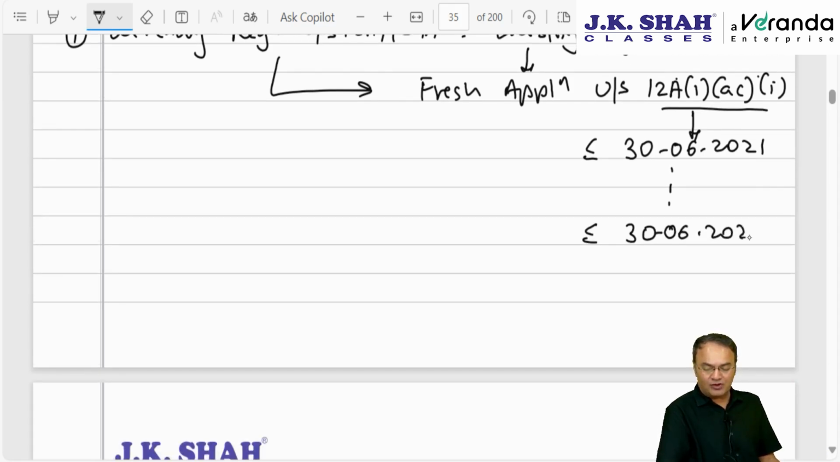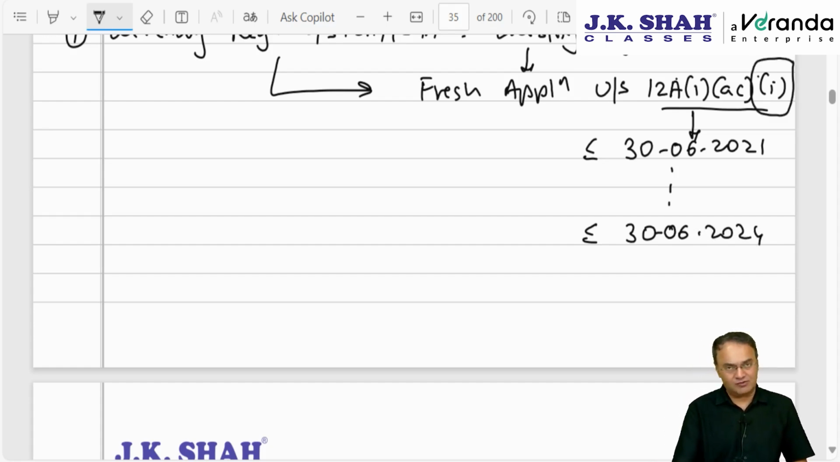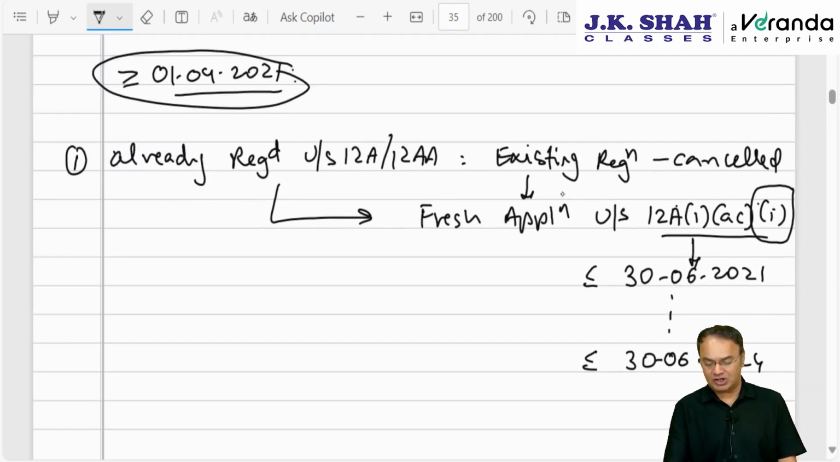If the trust does not apply for fresh registration under clause (ac) subclause (i) by 30th June 2024, then it will not be re-registered and it will be deemed to have converted into a form which is not eligible for registration. Accordingly, not only will exemption not be allowed, but accreted income will also be taxed at 34.944%. That is very killing. This is something like blackmailing people: those trusts which are not aware of this new concept, this fresh registration, are literally killed.